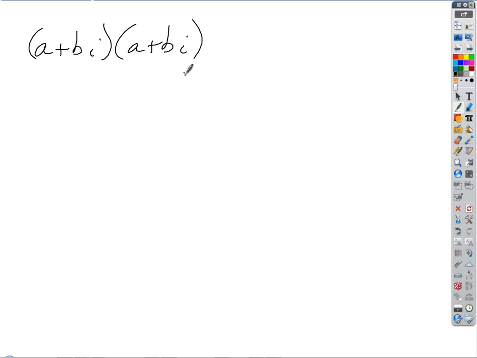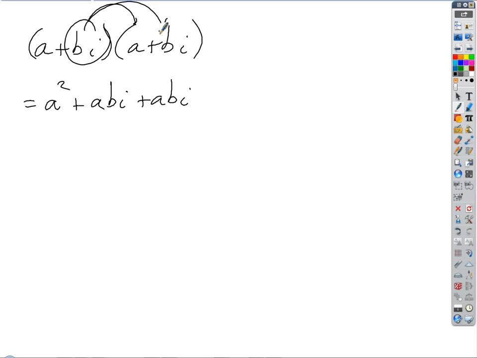Let's distribute. a distributes to a, so that gives me a squared. a distributes to the bi. What's a times b times i? abi. If those were numbers, a times b would be a single number. Now we distribute the bi, so I get b times i times a. That's another a times b times i. And then bi times bi is b squared i squared, but what's i squared equal to? Negative 1, right?